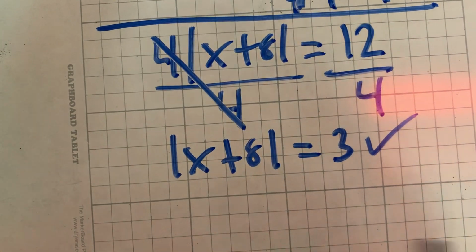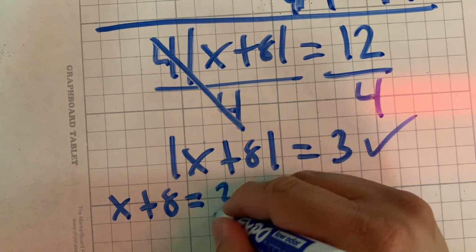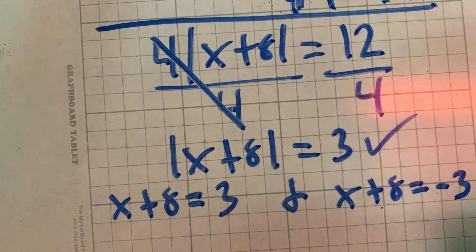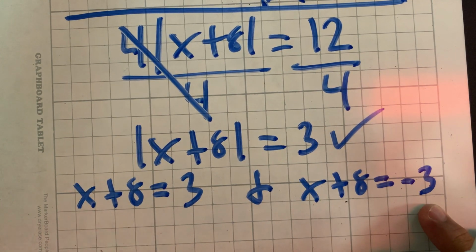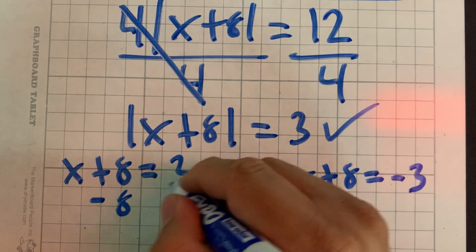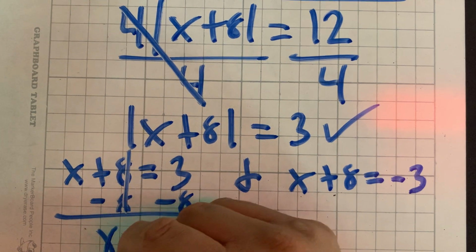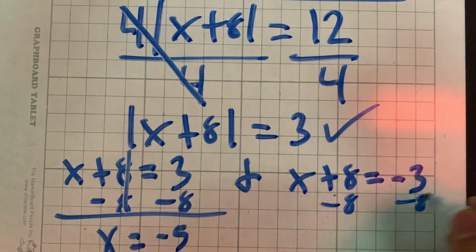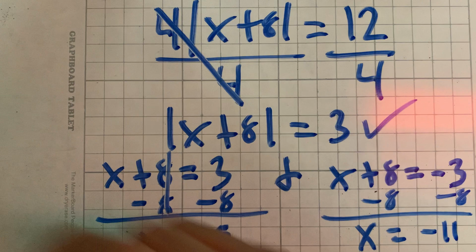From here, I can create my two equations: take whatever's on the inside, set it equal to the positive and equal to the negative of the number it's equal to. So I have it equal to 3 and negative 3. What I'm going to do next is solve for x by subtracting 8 from both sides. X is equal to negative 5, and x is equal to negative 11.